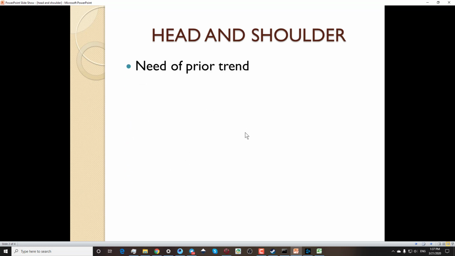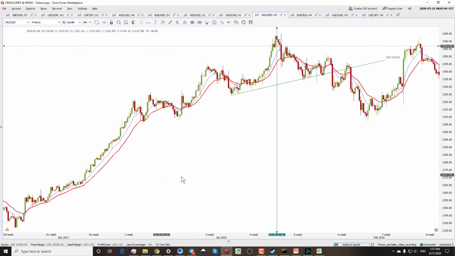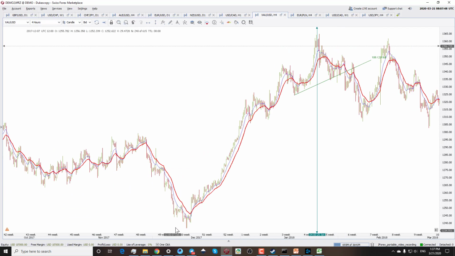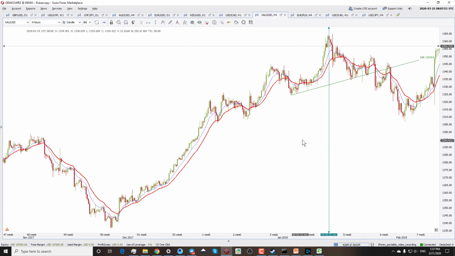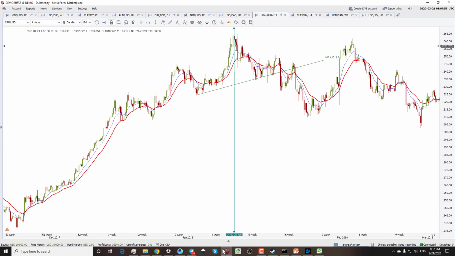First we need a prior trend. We will see whether there was a prior trend or not. Okay, you can see there was a prior trend. The price was making higher highs and higher lows, so there is a presence of trend.